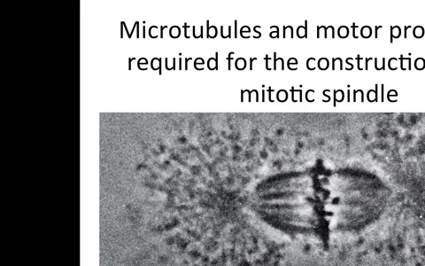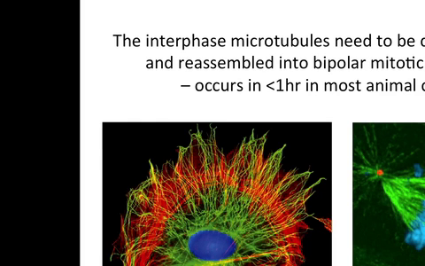So microtubules and motor proteins are required for construction of the mitotic spindle. The interphase microtubules that you see on your left need to be disassembled, and then reassembled into bipolar mitotic spindles. Apparently, this happens in less than an hour in most animal cells. So you can start to think about the accessory proteins that might be involved. Does anyone want to shout out an accessory protein that might be involved in this process? Catenin. Yep, that's an obvious one. What's another one?